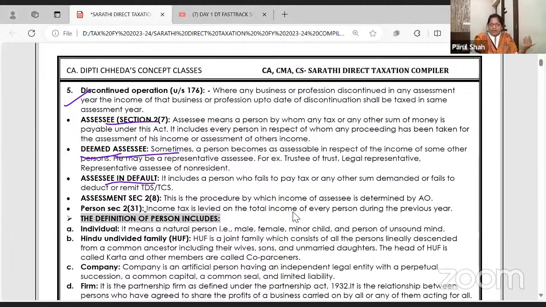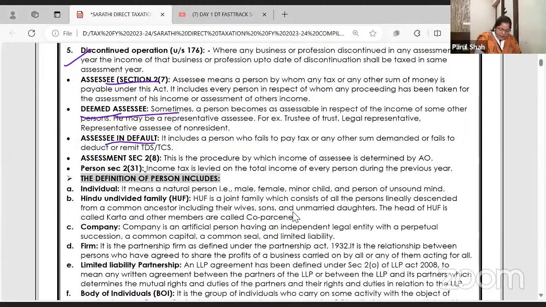Assessee in default: if you are liable to pay tax and you are not paying the tax, then you are said to be an assessee in default. Right? So these are the three things asked in MCQs. They will give you a case: is he an assessee, a deemed assessee, or an assessee in default? And you have to answer.